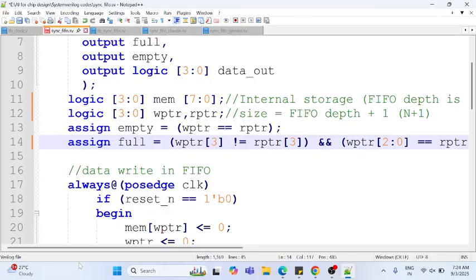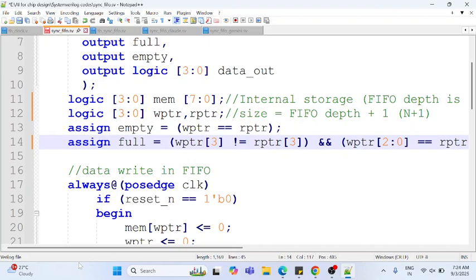Equal to 3, both are equal to 3. When write pointer is 3 and read pointer is 0, then it is not empty because you have written the data but you have not read it. You have to write the data and you have to read the data. The status of them is equal. They can be 1 1, 2 2, 3 3, 4 4 like that.